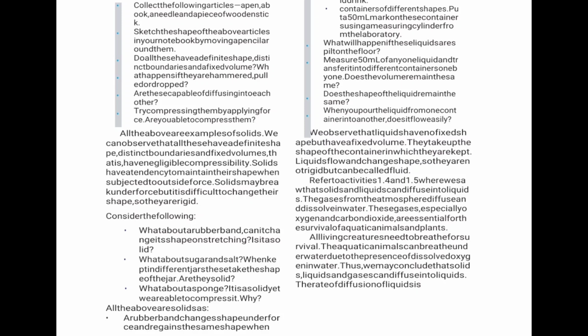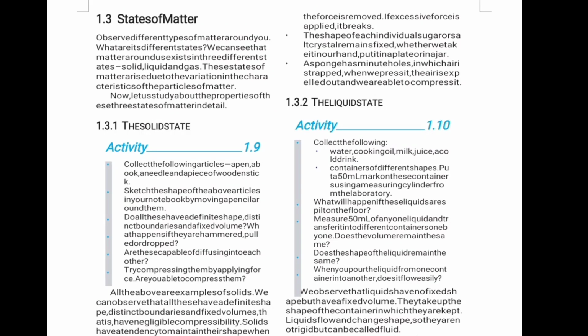Why? All the above are solids, as a rubber band changes shape under force and regains the same shape when the force is removed.